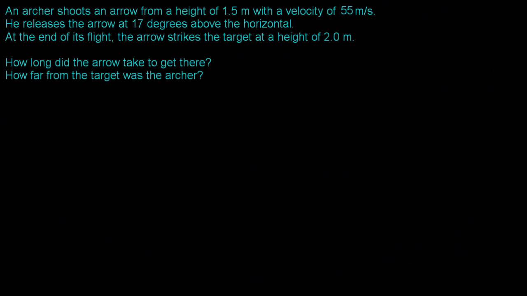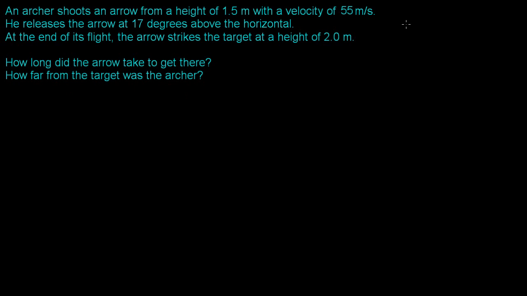So let's do another. This one says an archer shoots an arrow from a height of 1.5 meters with a velocity of 55 meters per second. He releases the arrow at 17 degrees above the horizontal. At the end of its flight, the arrow strikes the target at a height of 2 meters. How long did the arrow take to get there, and how far from the target was the archer?